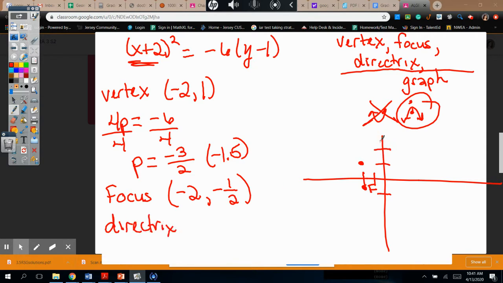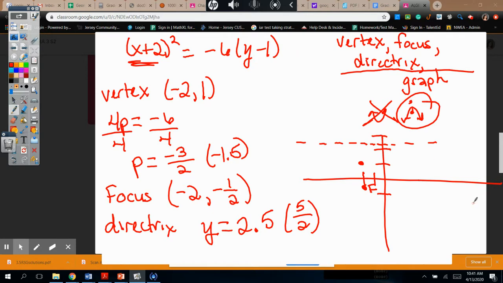My directrix is up 1.5 from my vertex. So that is going to be y equals a number, and that is 2.5 or 5/2. Whatever your math lab would want. And that's the biggest part right there, what we just did. After that, you should be able to figure it out on the math lab by checking some points.